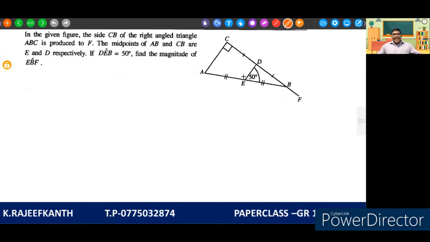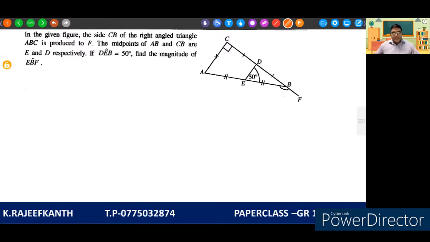So if angle DEB equals 50 degrees, find the magnitude of angle EBF. So you have to find that exterior angle EBF. ABC is a right angle triangle. Angle C is 90 degrees. And the midpoint of BC is D. The midpoint of AB is E. And they have given that angle DEB is equal to 50 degrees. So we have to find the magnitude of exterior angle EBF.